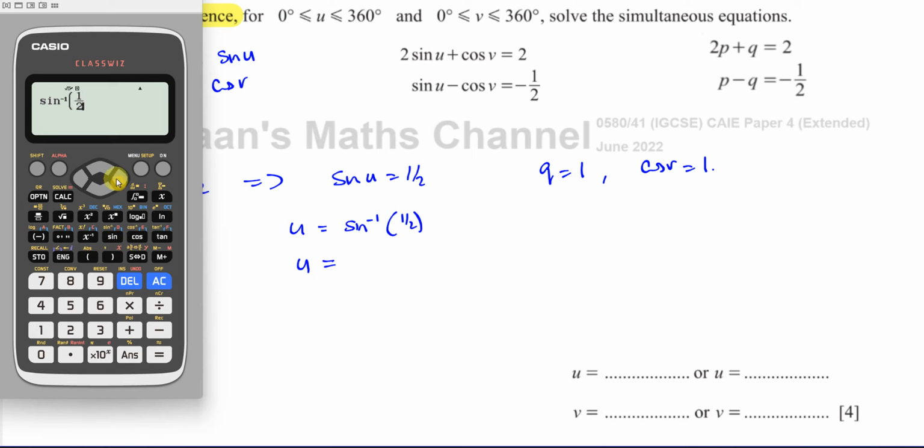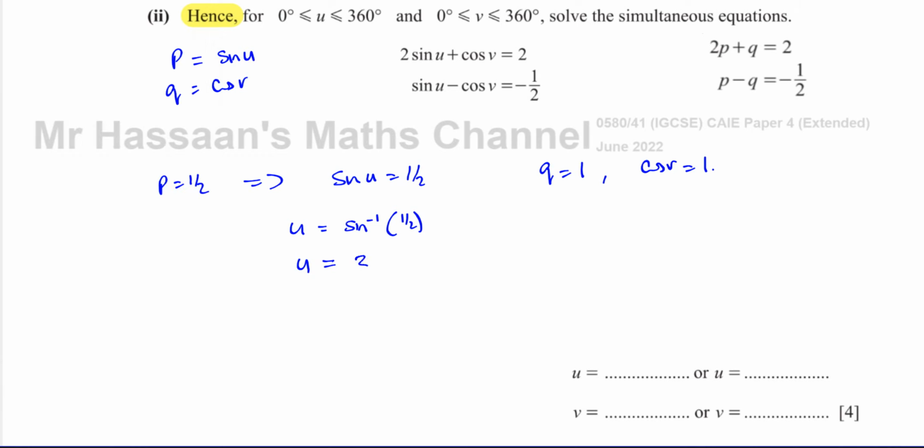So the calculator gives us only one answer, the principal solution, which in this case is 30 degrees. Okay, that's one of our solutions. However, there's another solution which shares the same sine ratio as this angle, and that angle is going to be 180 minus 30 degrees, which is 150 degrees. So you have 30 degrees and 150 degrees. Those are the two solutions for that.